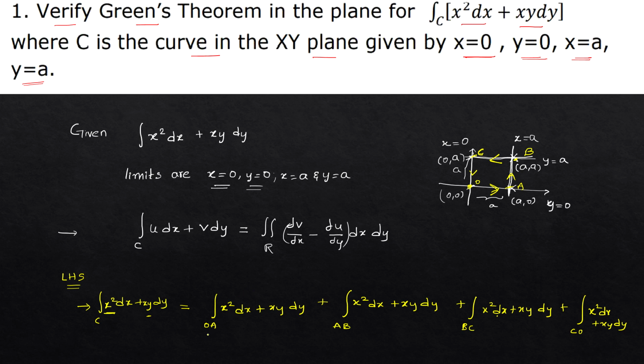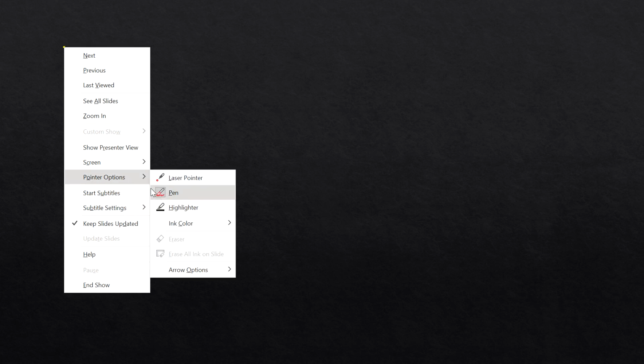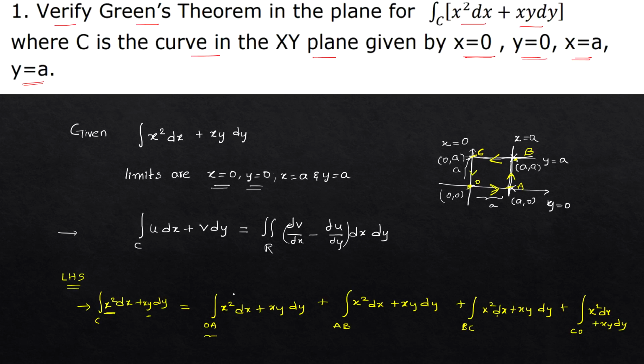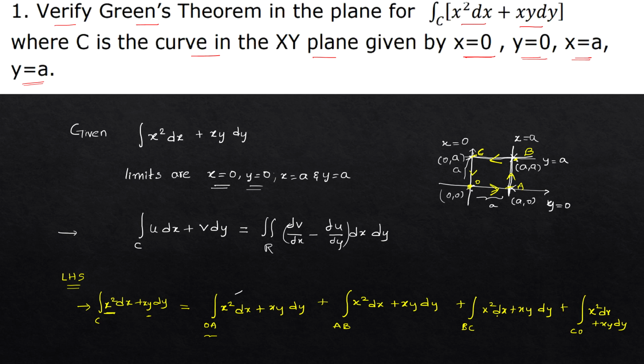First let me find the integration over the line OA. I'm using white color again, as that is an important step, which is why I wrote it in the yellow color line. Over the integral OA, x square dx plus xy dy. Now see here, what is the OA line? The OA line is nothing but the x-axis. That means y is equal to 0.